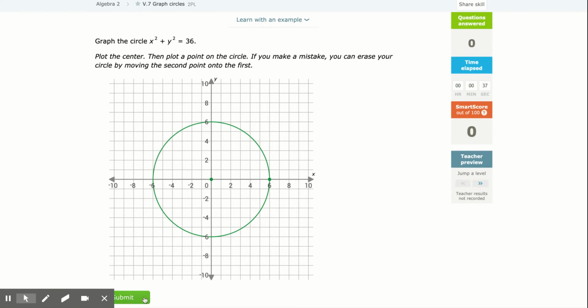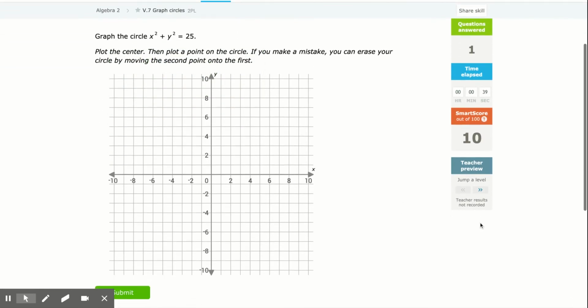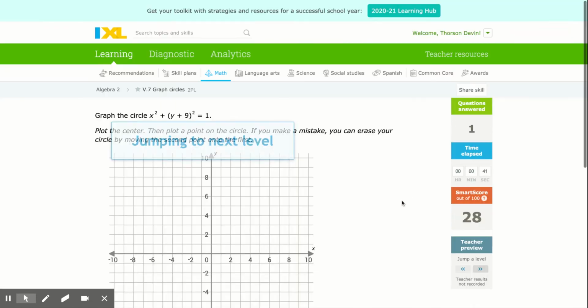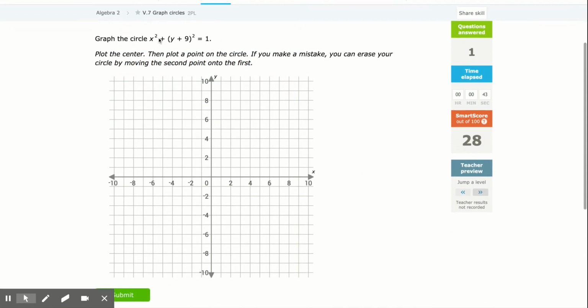So I'm going to jump ahead because eventually it gets to them written not in standard form. See, this one's still written in standard form where you can see the center. The center has an x value of 0 because there's nothing added or subtracted from the x. It has a y value of -9. So actually the center is down here at 0, -9. And then the radius is the square root of 1, so it's 1.